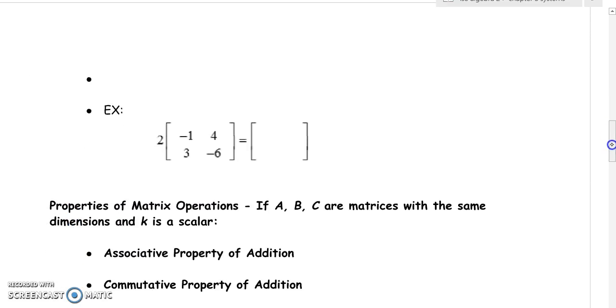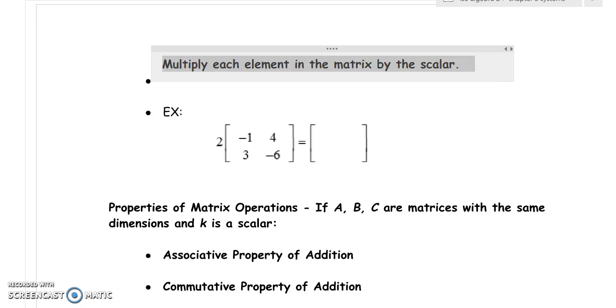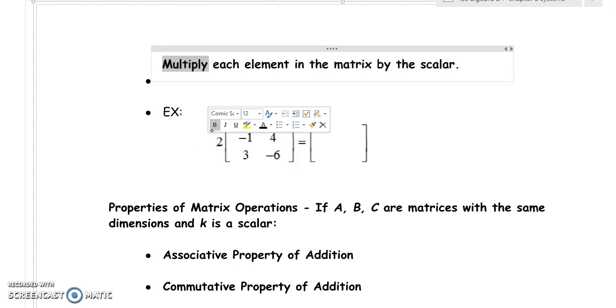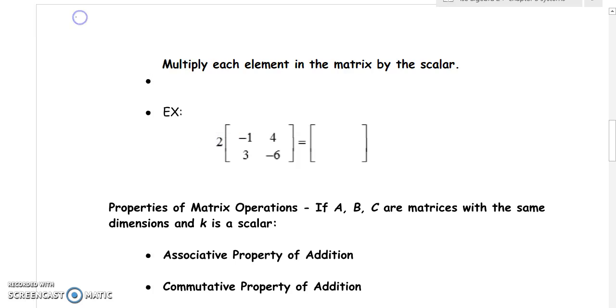Scalar multiplication means we simply take the scalar and multiply each element in the matrix by that scalar. So we have this 2 on the outside. What we're going to do is multiply it in by everything. So 2 times -1 is -2, 2 times 4 is 8, 2 times 3 is 6, and 2 times -6 is -12. Just that easy. That's all scalar multiplication is.